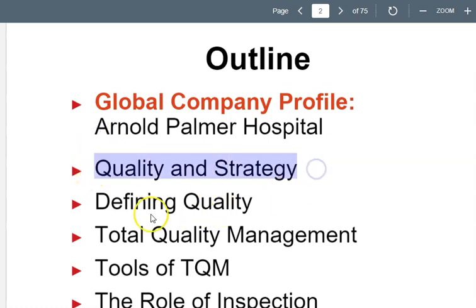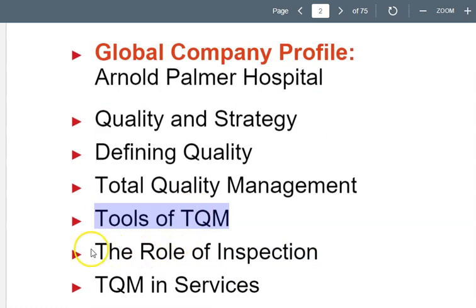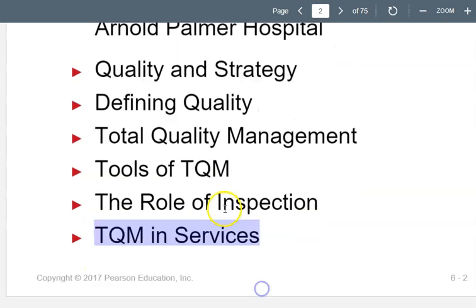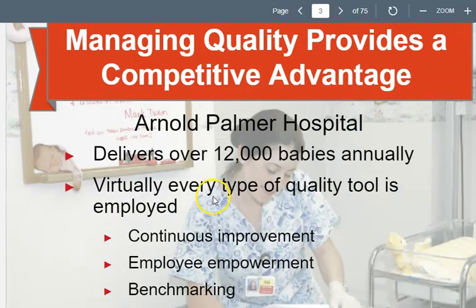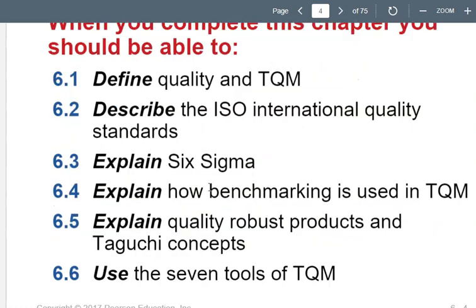We will talk about quality and strategy, define quality, total quality management, or TQM. So during the slides, when we say TQM, we are referring to total quality management. Tools of TQM, the role of inspection, and TQM in services. Learning objectives.